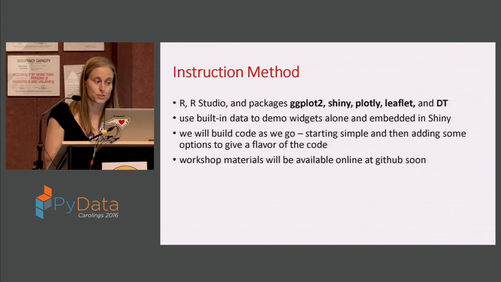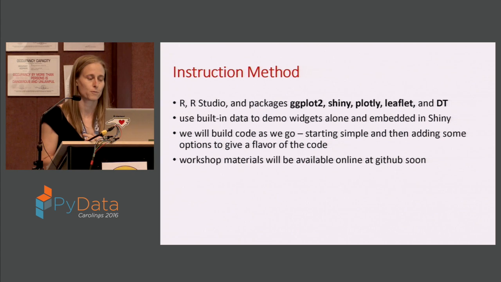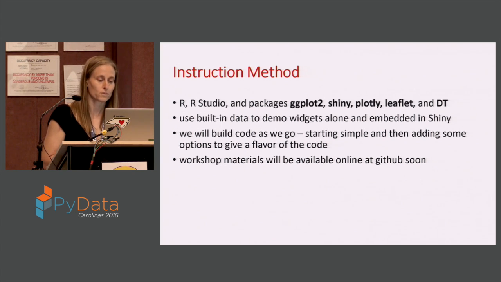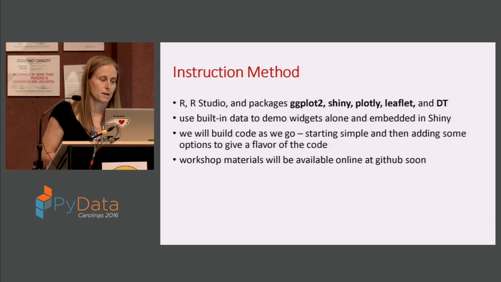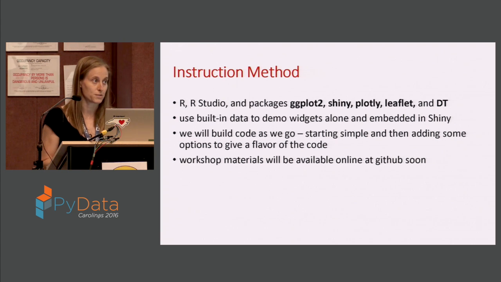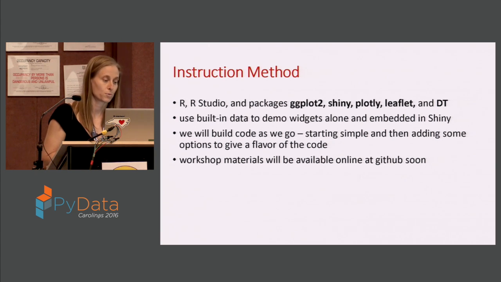And we're going to use just one of the built-in data sets, the Quakes data set, which is earthquakes in Fiji, or near Fiji. And we're going to build some standalone little widgety tools, and then we're going to embed them in Shiny. We'll build the code as we go, starting simple, and then we're going to keep inserting or rearranging one more little piece of code in this one, from this one view.